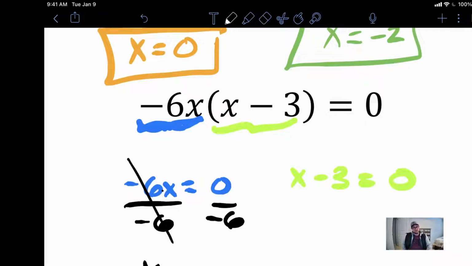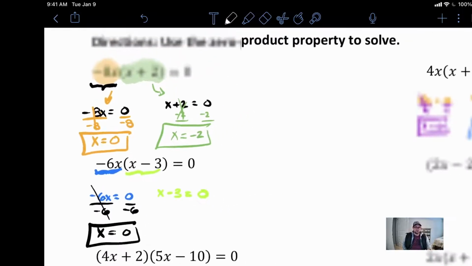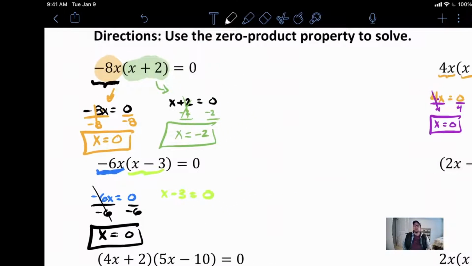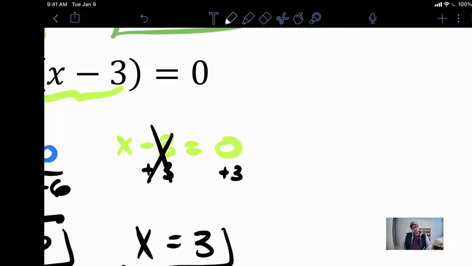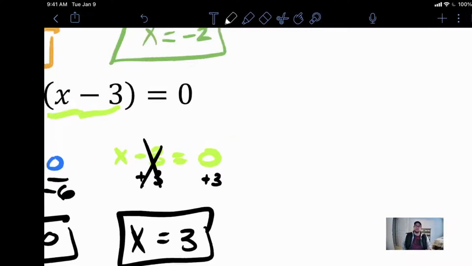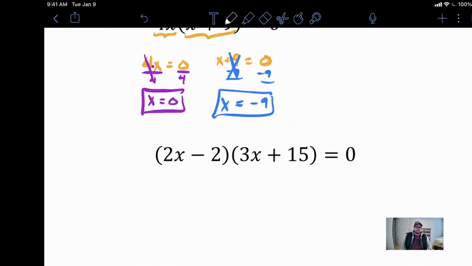Which is just 0. Whoa, silly me. Make sure you're using a calculator if you're not sure. We don't want to make any simple mistakes, right? Now, if we look at the green one, to get x alone, we subtracted 3 initially. So let's add 3 to both sides to get this to cancel. And that's going to leave me with x equals positive 3. Nice job. Let's look at another problem.